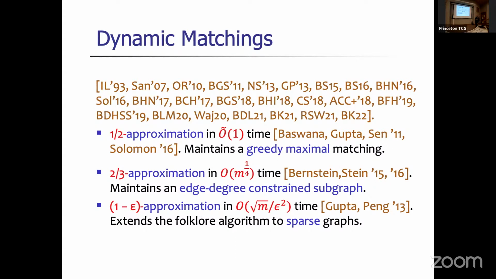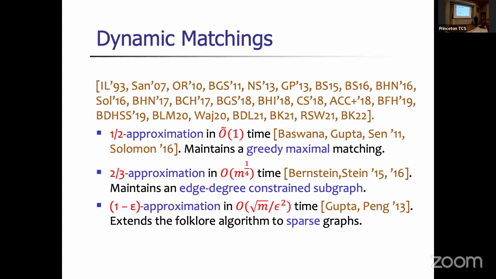And actually, this algorithm uses a beautiful data structure, which has since been used in many other matching problems, called EDCS. Lastly, an important result for us is this result by Gupta and Peng, which says that you can maintain, for any epsilon, a 1 minus epsilon approximate matching with an update time which is root m over epsilon squared.